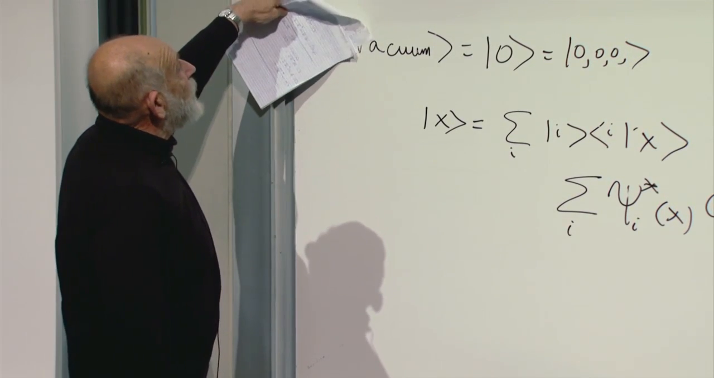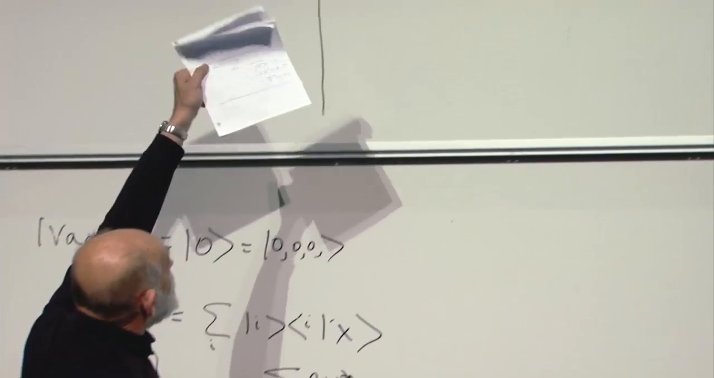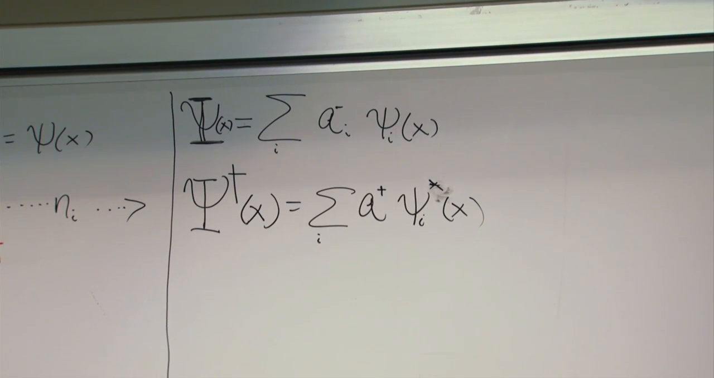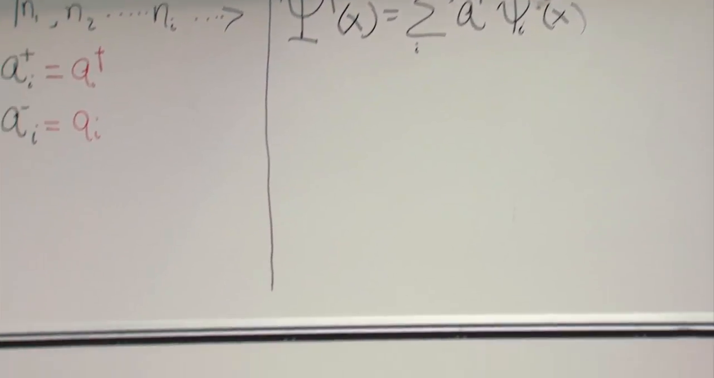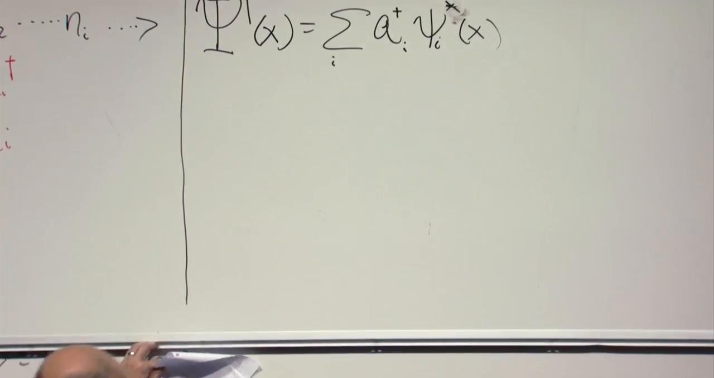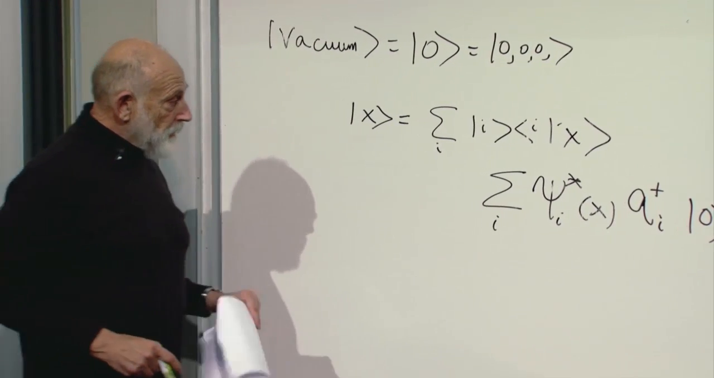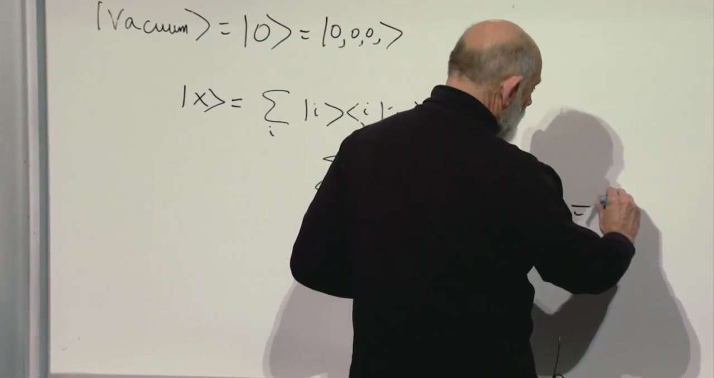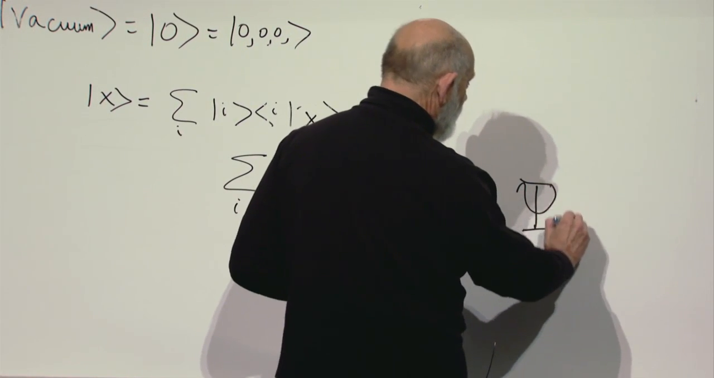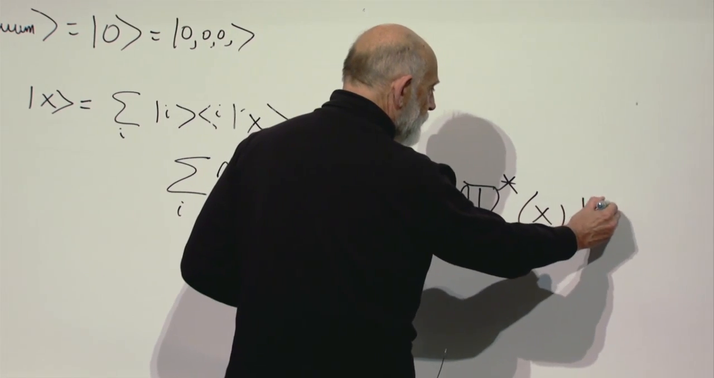Did I erase the definition? No, there's the definition of the field operator. Okay, go to the second row. Psi dagger, the field operator, is the sum over i of a plus i times the complex conjugate of the wave function. That's exactly what you see here, right? So this is exactly equal to the field operator at position x on the vacuum.